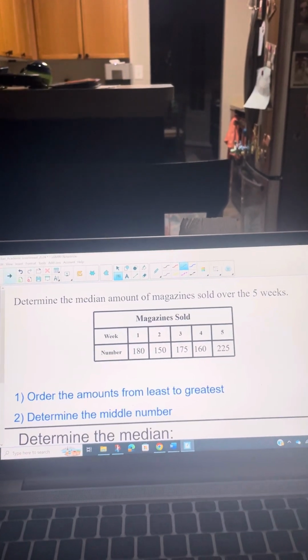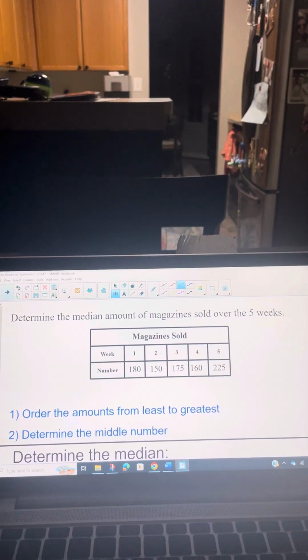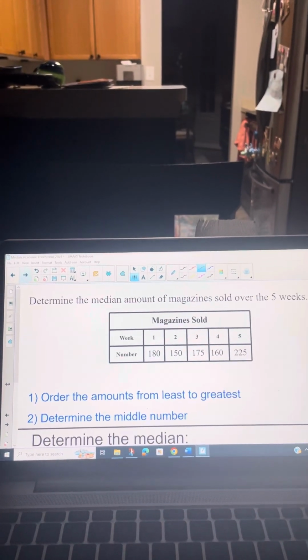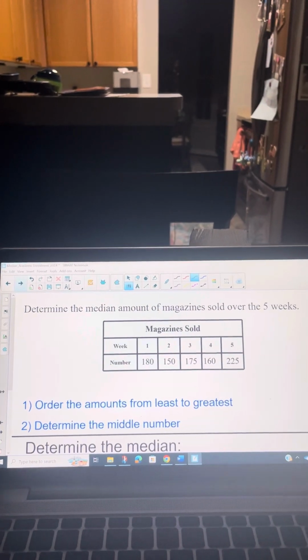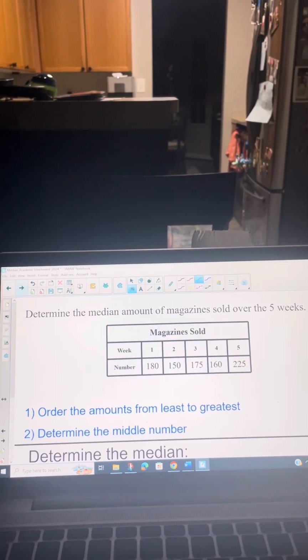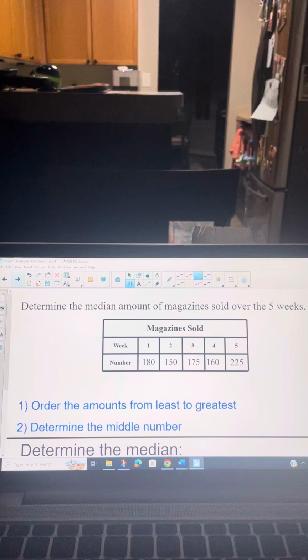So when we find the median, we really have 2 steps. First, we have to order the numbers from least to greatest. Then we actually have to find what the middle number is. So this says determine the median amount of magazines sold over the 5 weeks, and we're talking about magazine sales. If this example is on your note sheet, when we start working it, you need to write it down. All right, follow with me.